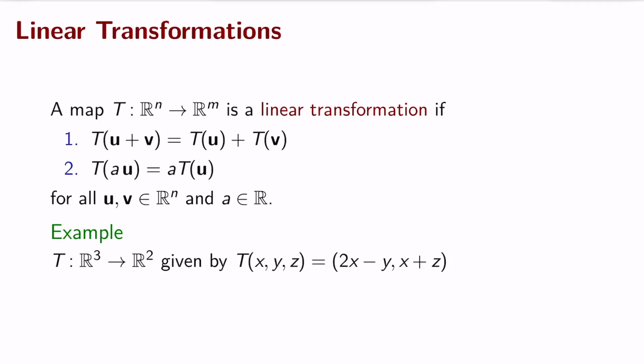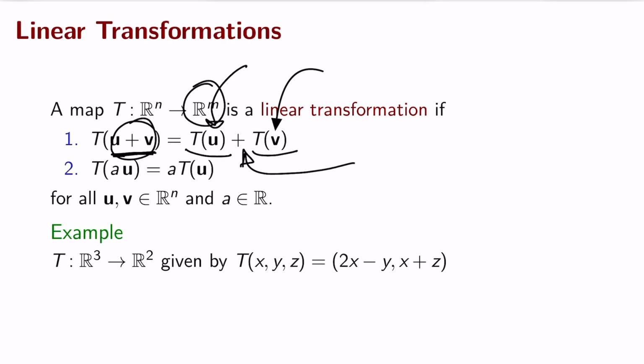A linear transformation is a function from Rn to Rm that satisfies these two conditions. First, it has to separate additions. I mean, if we transform the addition of two vectors, it should be the same as if we transform one, transform the other, and then perform the addition in Rm.